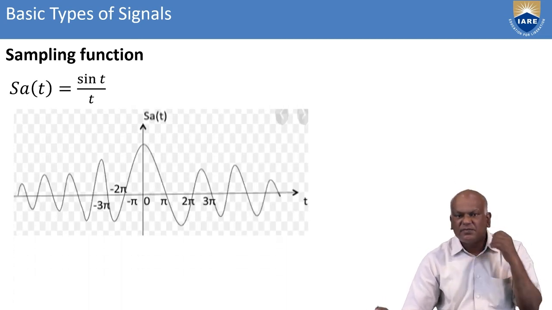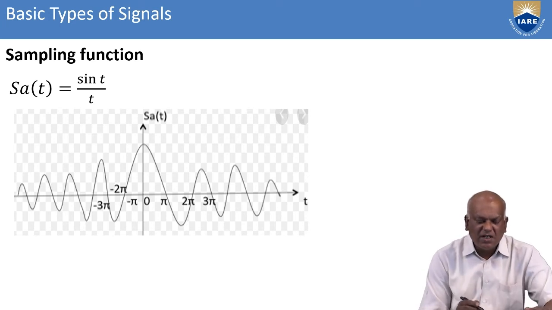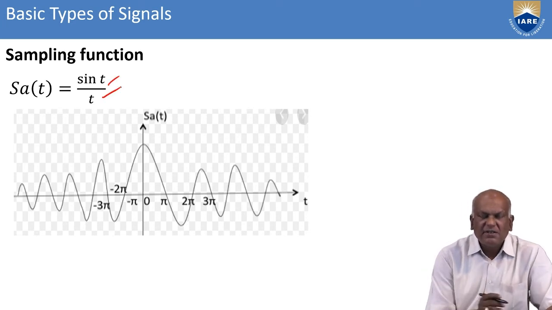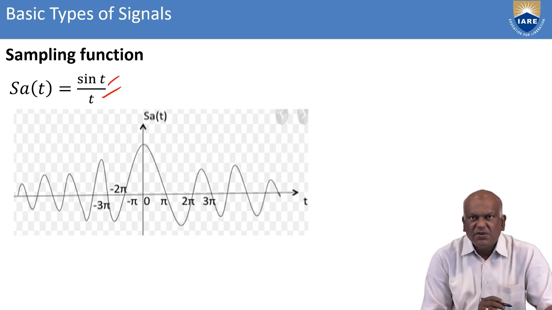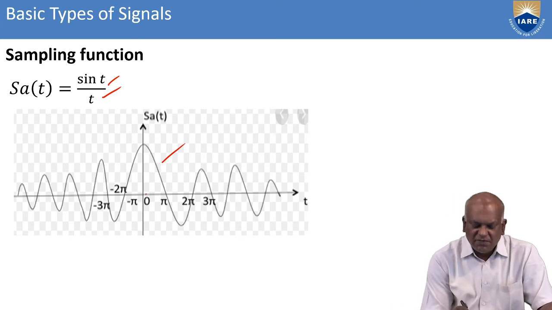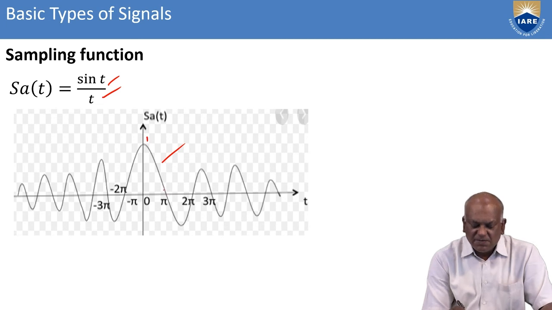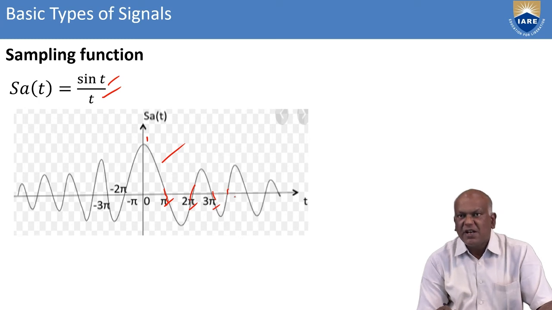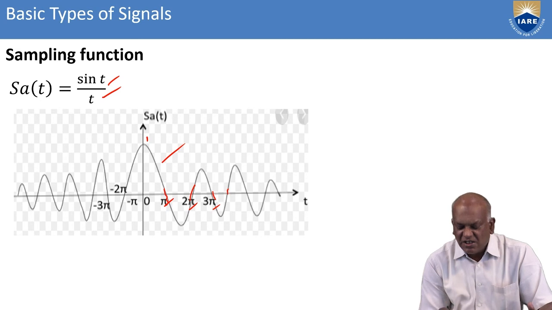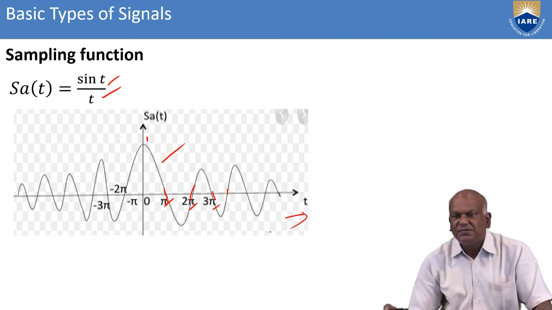Next is the sampling function. The sampling function is mathematically defined as Sa of t equals sin t by t. This is called the sampling function. This is a graphical representation of the sampling function. The value at t equal to 0 is 1, and zero crossing points occur at pi, 2 pi, 3 pi. Also, the oscillations decrease as t approaches infinity. That is, the amplitude of the oscillation approaches 0 as t approaches infinity.